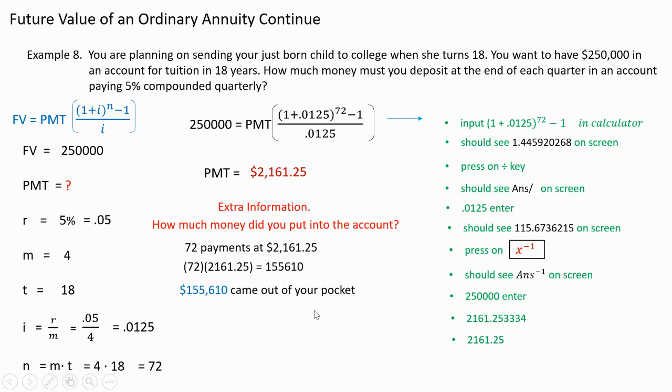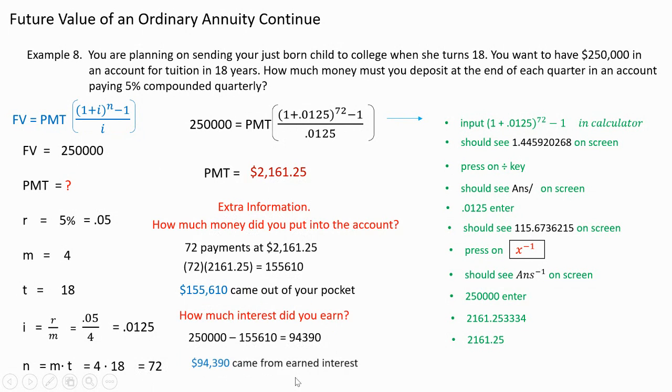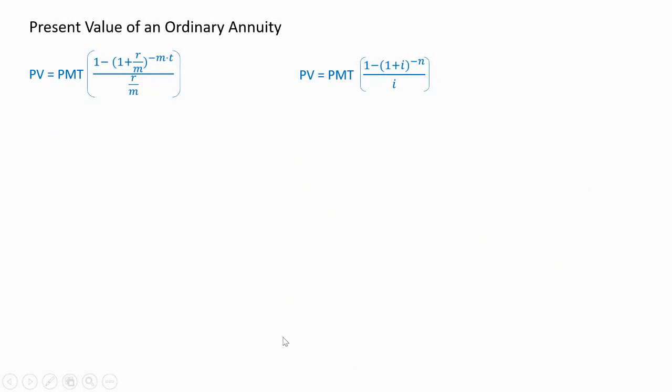So that much money came out of your pocket. So how much interest did you earn? We subtract the future value minus the total payments, the payments times the 72. So you got $94,390, almost $100,000 of interest, of free money. So that came out from the interest.